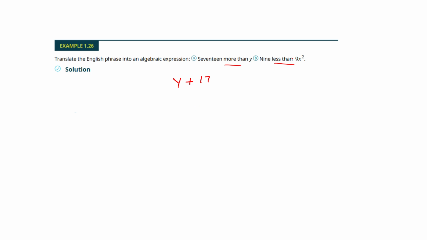And 9 less than. So less than is subtraction. And normally we'd go right across. We'd go 9 less than 9x squared. But less than makes you flip it.